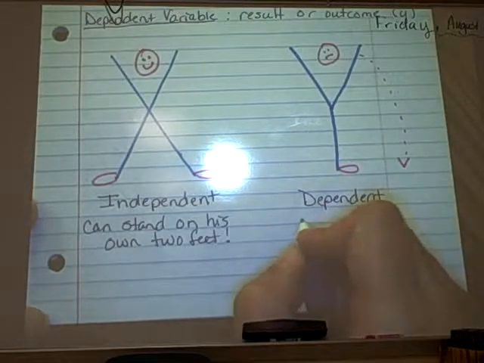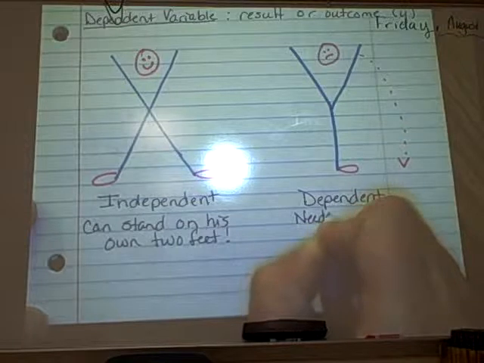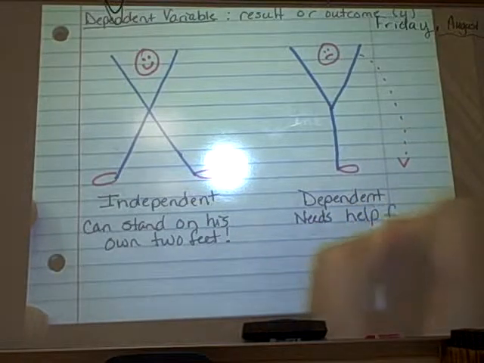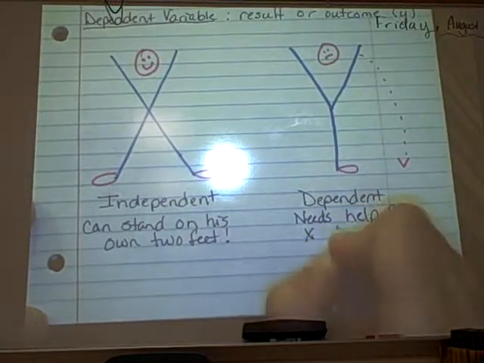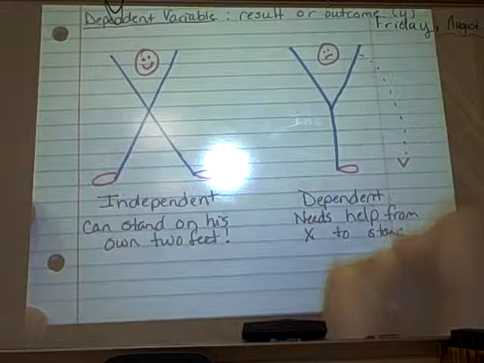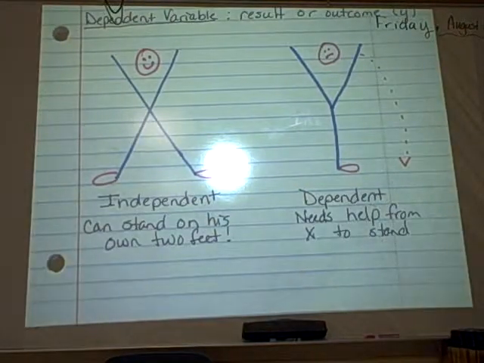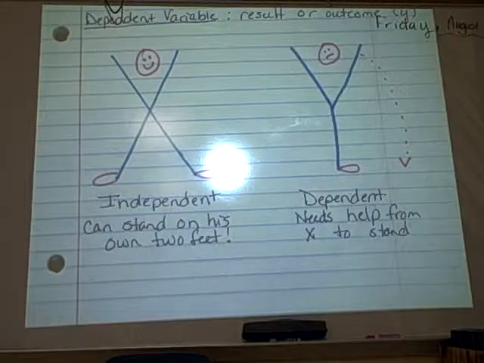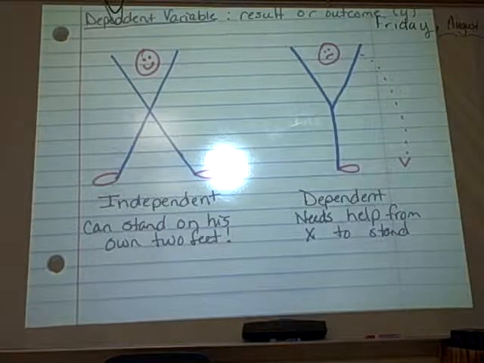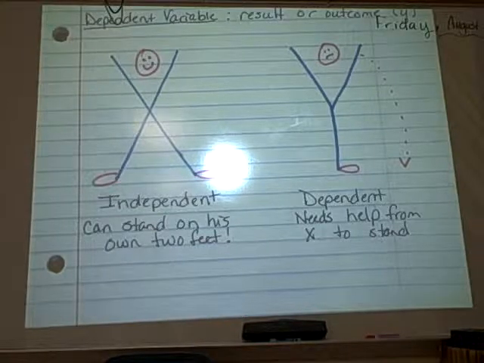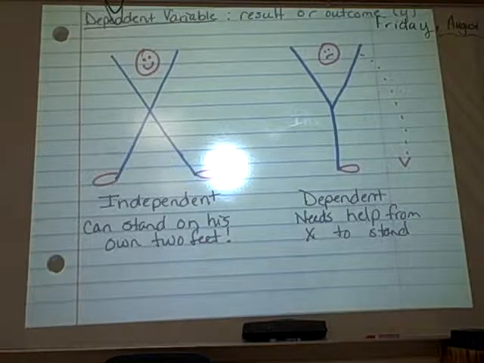Dependent, and this one needs help from X to stand, because he only has one leg. Okay, so the Y, he can only stand on that one leg for so long by himself. He's going to need some help. He's not so thrilled because he's going to fall over if he doesn't get some help.